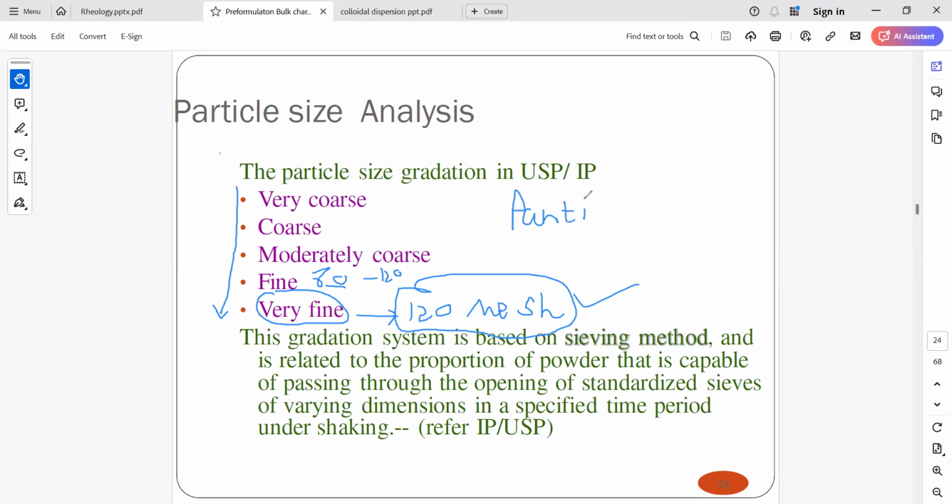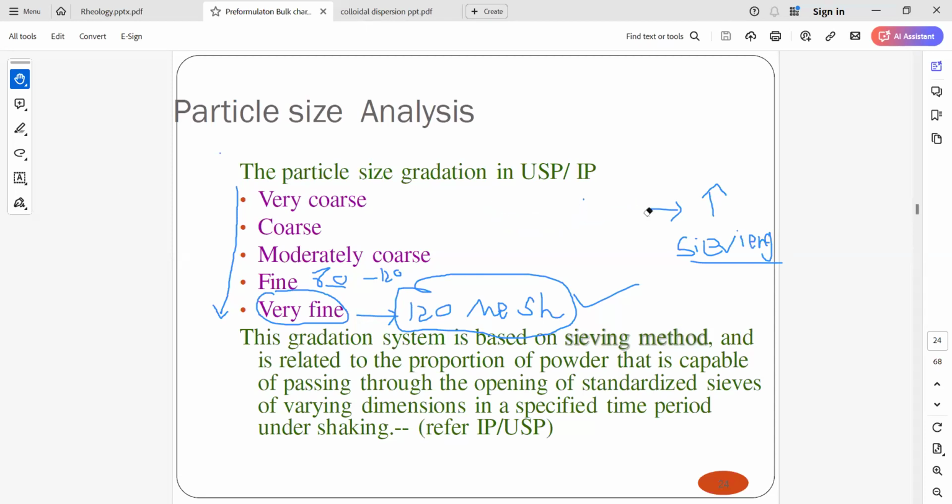If you are not able to remember the number, as you move down from coarse to fine, the particle size will decrease, and as particle size decreases, you require an increased sieve number. You require a sieve with more meshes or more apertures in it, right? So remember this concept: as particle size decreases, the sieve number will increase.